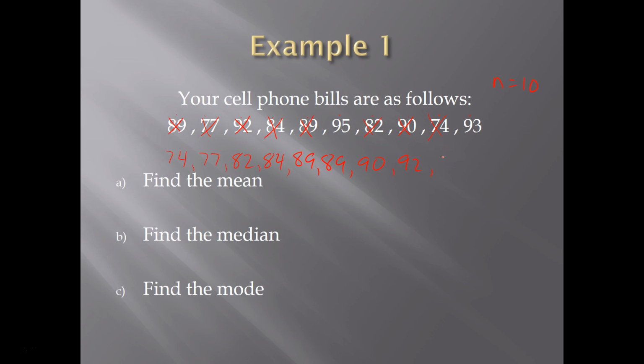After 92, the next biggest one is 93. And then after 93, the only one left here is 95, right? So I now have my data values reordered from smallest, the minimum, to the largest, the maximum, from 74 to 95. I must do this in order to find the median, all right? And then the median will just be the middle value right there.